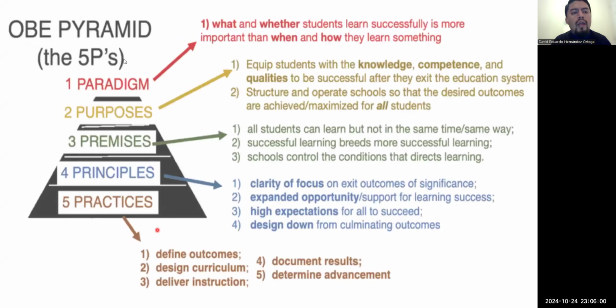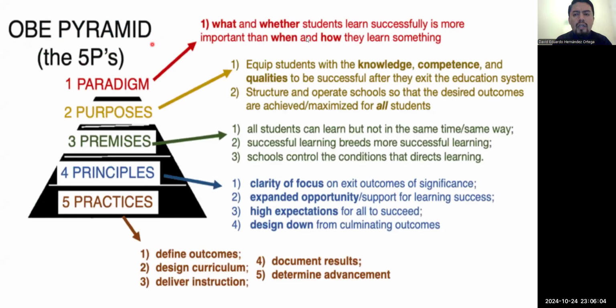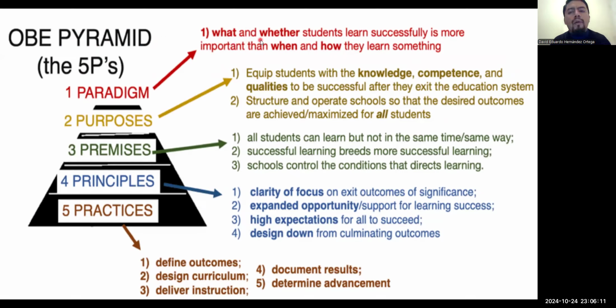And I was sharing that we have the OBE pyramid, the 5 P's, in order to understand the big picture of this approach. The first P is for paradigm. What and whether students learn successfully is more important than when and how they learn something. And the second P is for purposes. We equip students with the knowledge, with competence, and with qualities to be successful after they exit the education system. And we structure and operate schools so that the desired outcomes are achieved and maximized for all the students. I repeat, all students, no one is left behind. The third P is for premises. All the students can learn, but not at the same time and not in the same way.